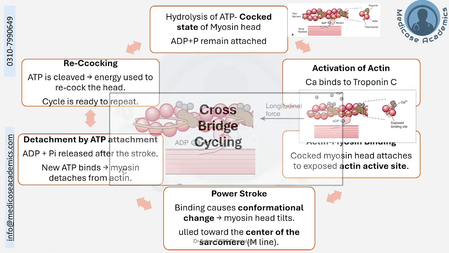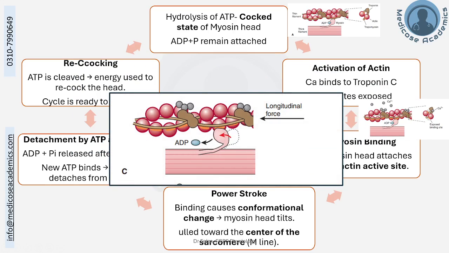So next step would be actin-myosin binding. As soon as the myosin head attaches to the actin filament, there will be the next step called the power stroke. So what is the power stroke? Power stroke is the conformational change in the head of the myosin filament.